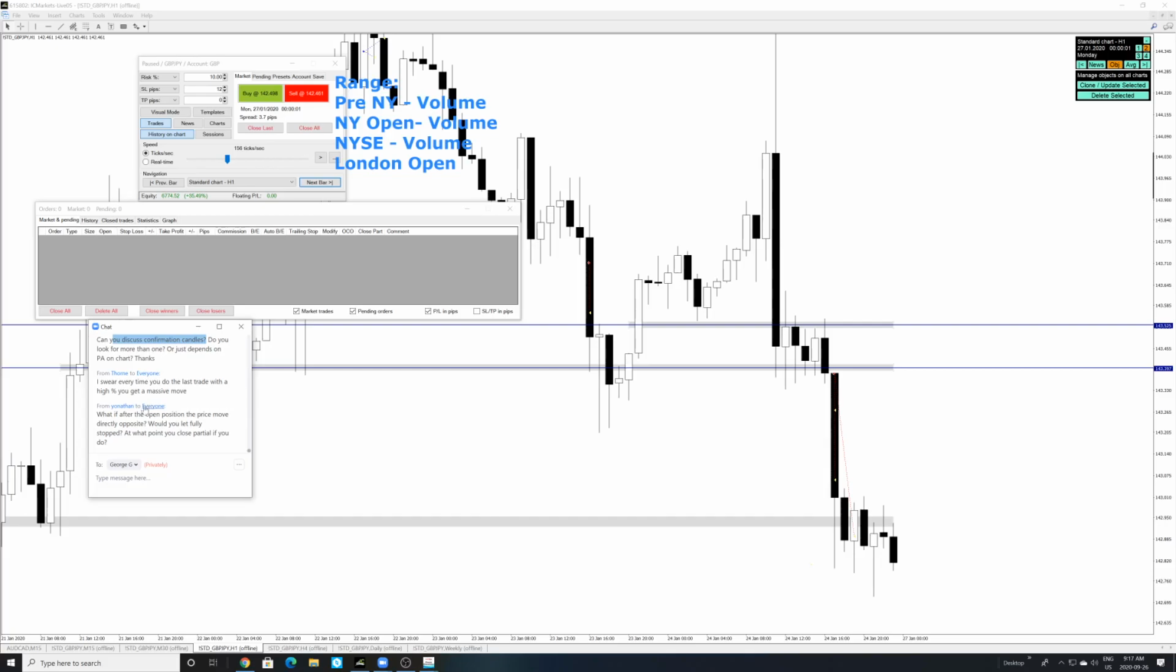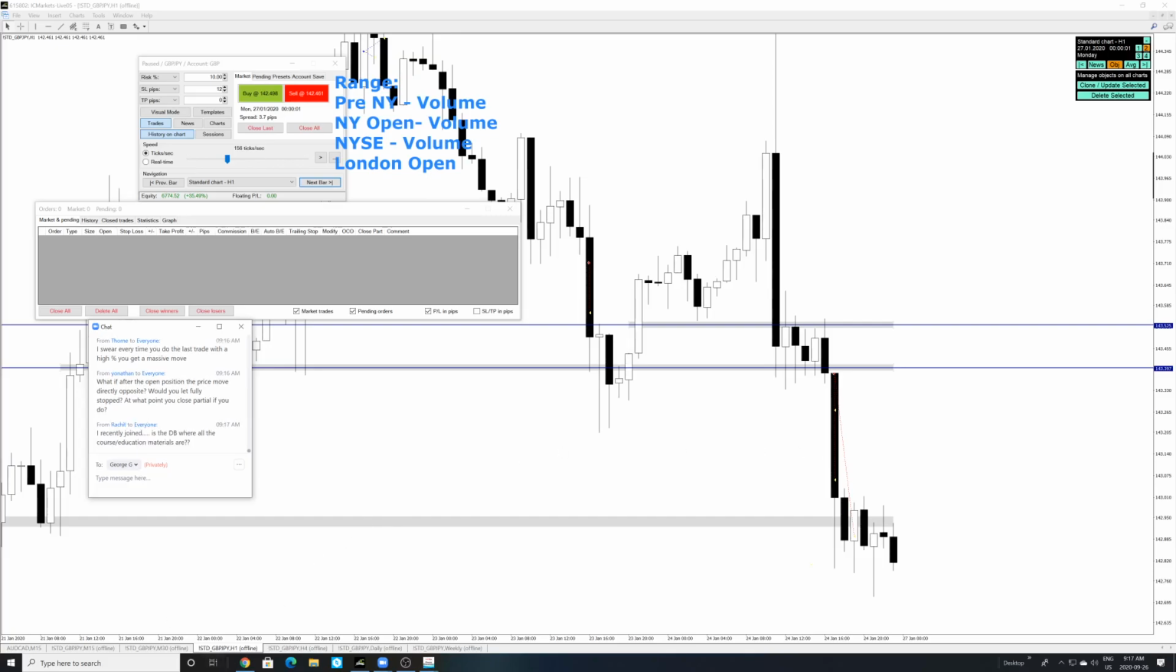Yeah. What if after opening a position, the price moves directly opposite? Would you let it get fully stopped, or at what point do you close partially, if you do? So if you open a position and price goes into drawdown right away, then you're managing it yourself, seeing, okay, price is coming back up to my stop loss, do I want to close partials? Or in those cases, you just can't do anything. Sometimes I open a trade and it gets stopped out instantly and I have no time to close partial positions.